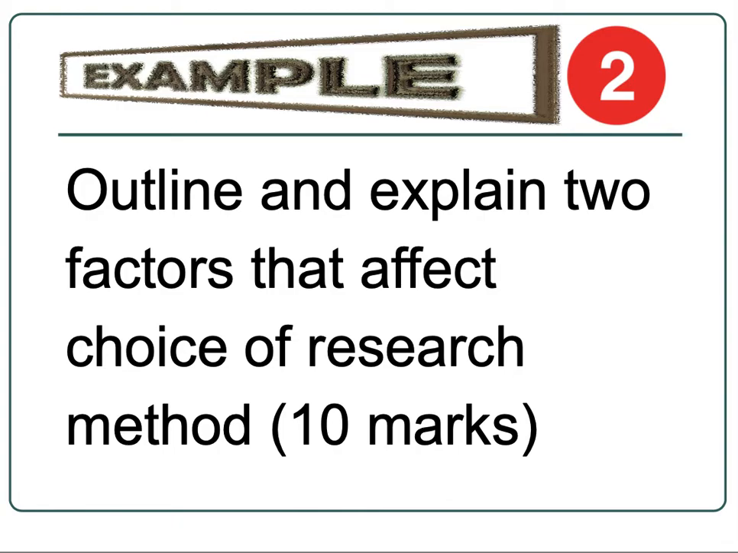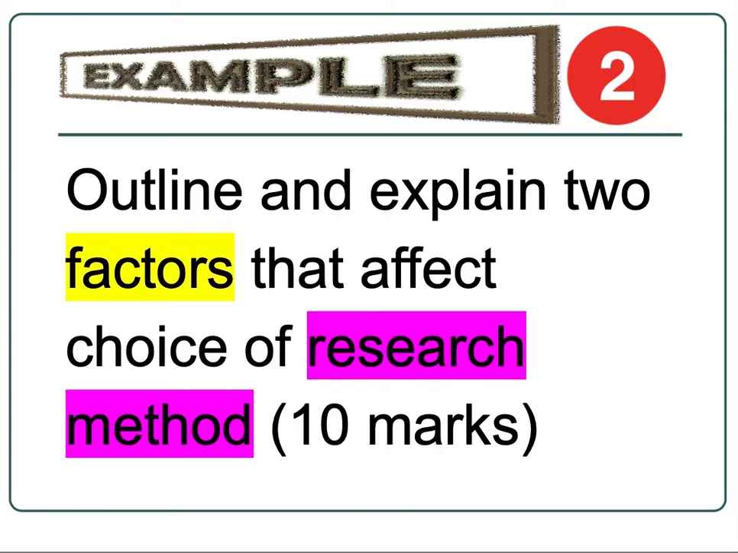Outline and explain 2 factors that affect choice of research method. I've made this question up based on the requirements of the specification and the command words, but it hasn't actually appeared as an exam question in this particular form. Here, you're required to think of 2 factors that affect choice of research method. When we're discussing research method, we mean whether or not we choose to use, for example, a questionnaire or an interview, participant observation, secondary data.